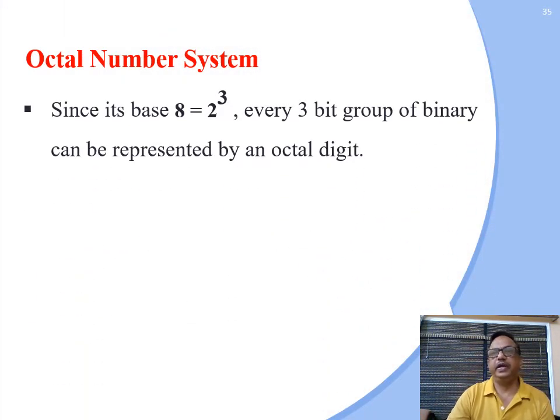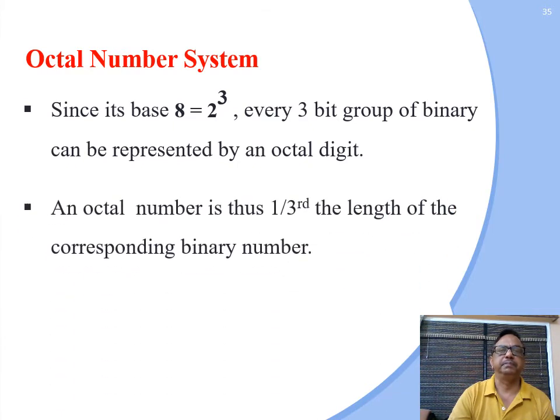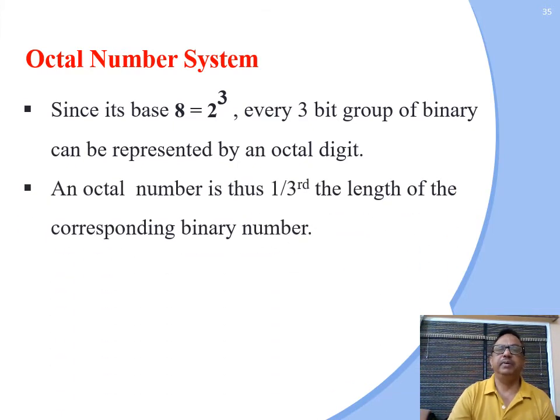The most important thing in the octal number system is that, as we know, 8 is equal to 2 to the power 3, and the binary number system has base 2. It means each digit of an octal number can be replaced by 3 bits of binary. So whenever we convert an octal number into a binary number, we simply replace each digit of the octal number by 3 bits of binary. Or we can say that the octal number is 1/3 the length of the corresponding binary number.